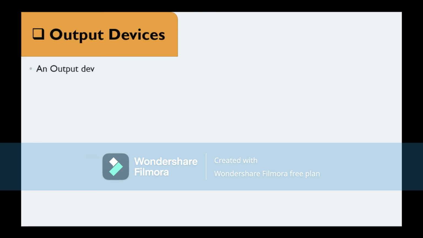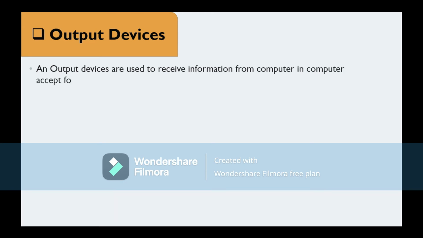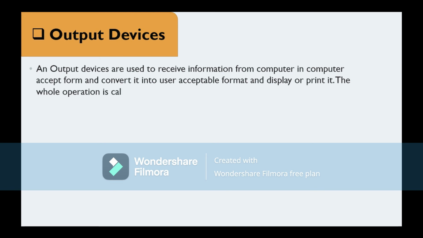And there is the third type of hardware, which is the output devices. An output device is used to receive information from the computer in computer acceptable form and convert it into user acceptable format and display or print it. The whole operation is called outputting.